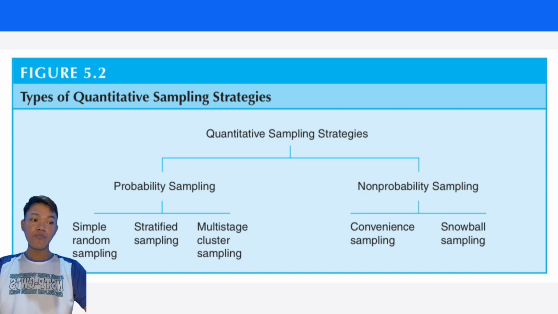In figure 5.2, the quantitative sampling strategies. Under probability sampling, we have here simple random sampling, stratified sampling, multi-stage cluster sampling, and then for non-probability sampling, we have here convenience sampling and snowball sampling.